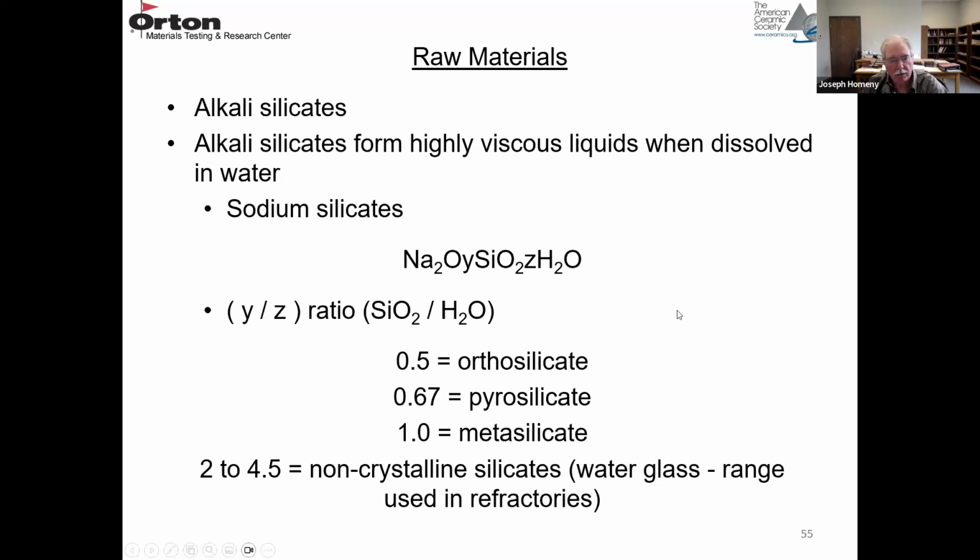I think I'll stop here today, and then next time we'll finish up the raw materials and look at how these materials are processed and look at their microstructures and some of their key properties. So I think this is a good stopping point. It's about halfway through this lecture.